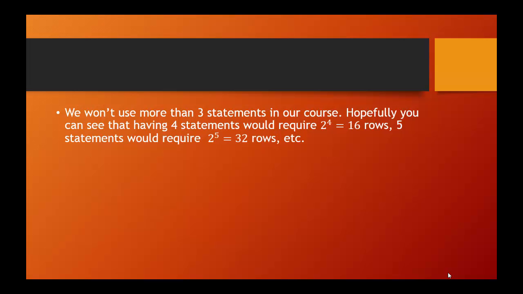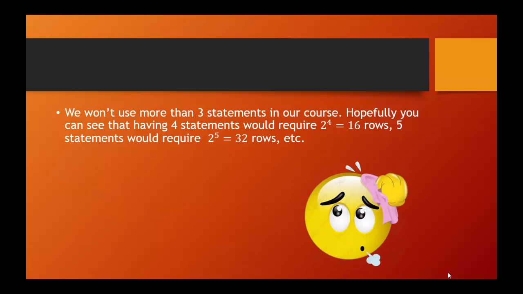Hopefully you can see, though, that if I had 4 statements, that would be 2 to the 4th, which is 16 rows. And if I had 5 statements, that would be 2 to the 5th, which is 32 rows. I just think that's too much for our class, so we're not going to do it.